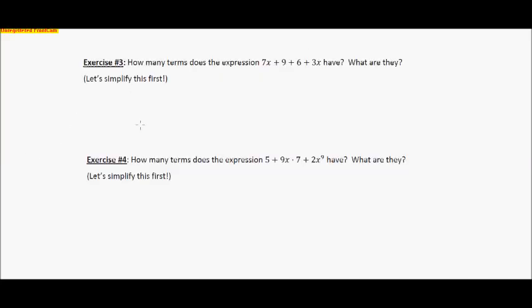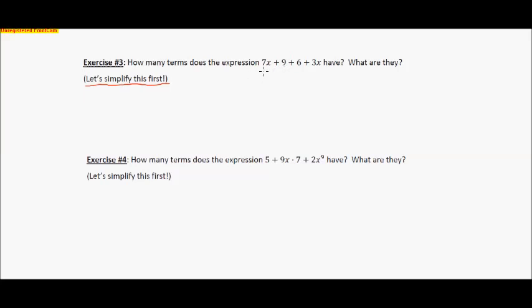And let's put the next 2 up here. It says, how many terms does the expression 7x plus 9 plus 6 plus 3x have? Well, notice I added in this little parentheses right here. So let's simplify this first, okay? And whenever you want to list what terms there are and how many terms there are, you want to make sure that you simplify the expression first.